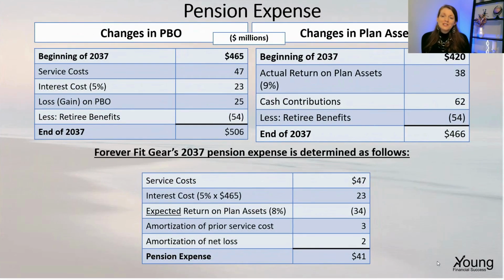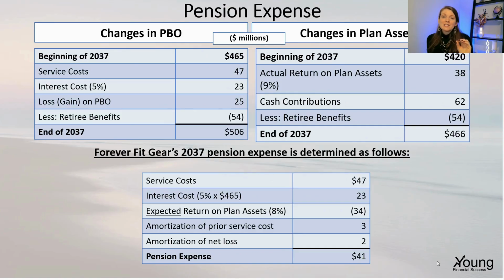So then we get to our pension expense. We're going to pull in all of the things that are relevant to our pension expense down here at the bottom. So we have service cost of $47 million from the projected benefit obligation. And I'm going to break each of these down very closely throughout the rest of the video, and then we'll record the journal entry at the end. Woohoo! So then we have the interest cost, $23 million, that we also got from the PBO.